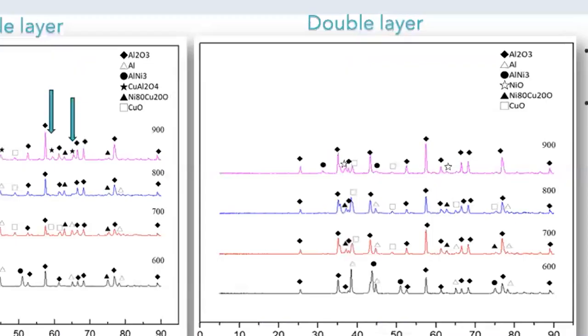Okay. So, discussion of the XRD result. For the single layer, there is a nickel copper oxide phase here. It only shows in the single layer at 900 degrees Celsius because the copper diffuses progressively into the aluminum layer and turns the aluminum spinel into the solid solution aluminum-rich spinel.